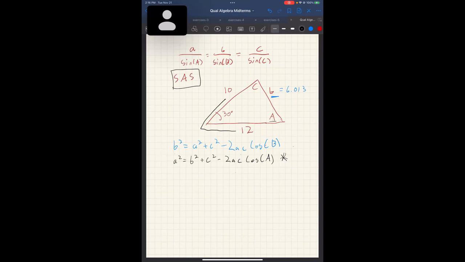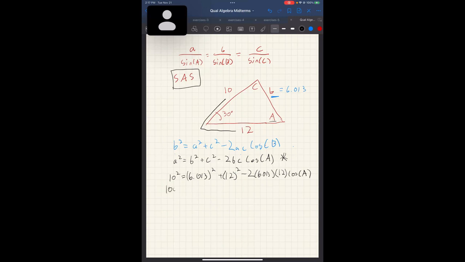I know side length A is 10. B, I just figured out, is 6.013. And it told me C is 12. Sorry, I miswrote that. It should be B times C right there. So B, again, is 6.013 times side length C is 12 times cosine of angle A. Well, now I can figure out exactly what these numbers are.